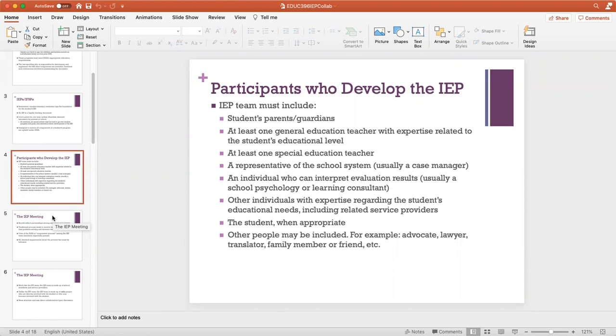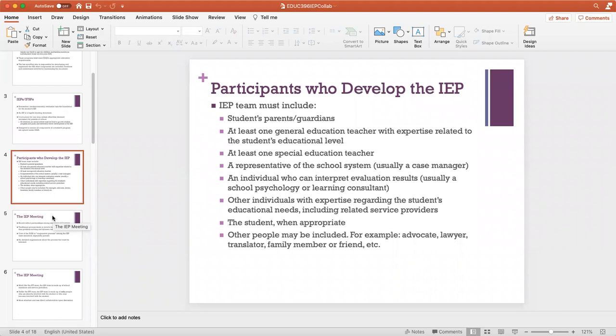Oftentimes, you are going to have an individual who can interpret evaluation results. So outside of the academic testing that's done, there is also diagnostic educational testing that is done. That is someone, and again, this is more in 392, who deems whether or not the student qualifies for special education services. There are probably going to be a number of other individuals who are there that are providing services. The list that I just gave you is the list that's largely required.